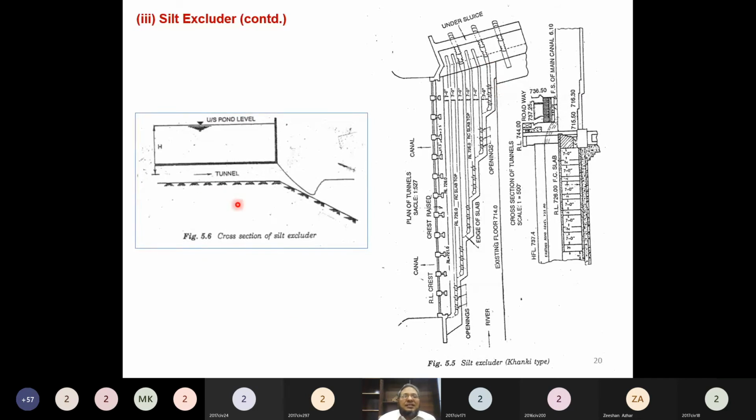And this is the cross section of the silt excluder, and this is the crest of the under sluice bay, and this is the downstream glacis of the under sluice weir, and this is the water which is moving under the tunnel, and this is the slab of the tunnel or silt excluder, and there is the water here, and this is the gate. So the water is flowing under the silt excluder, and a hydraulic jump is formed here because the flow is supercritical.